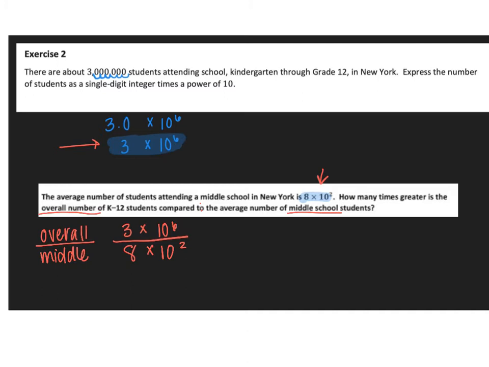Okay. So the first thing we are going to do is we are going to divide 3 and 8, and then we're going to divide our powers of 10. So in your calculator, or in my calculator, 3 divided by 8. Come up with a decimal that you get when you do that.